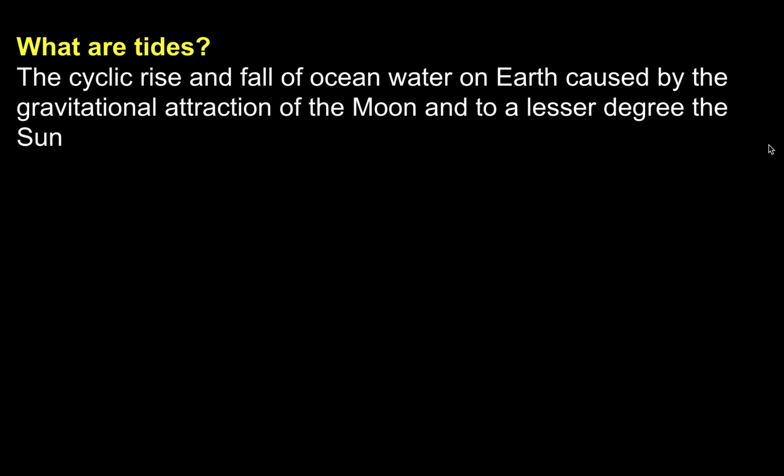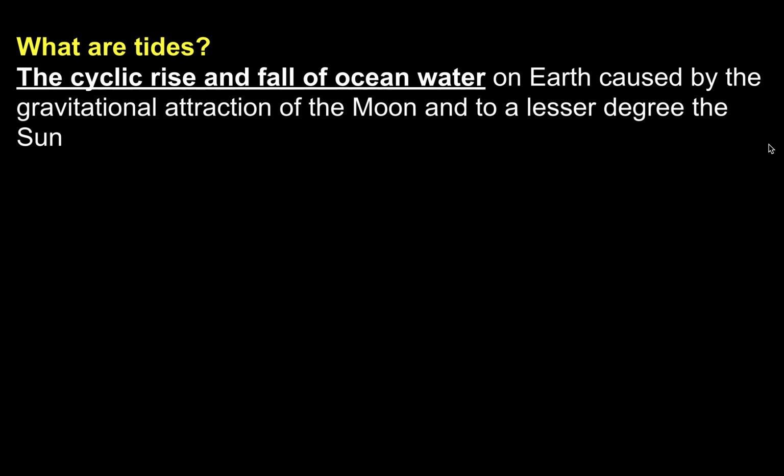So, what are tides? Well, the definition is the cyclic rise and fall of ocean water on Earth caused by the gravitational attraction of the moon and to a lesser degree the sun. Now that's a long definition, so we're going to take it in parts. The first part that we're going to look at is the cyclic rise and fall of ocean water.